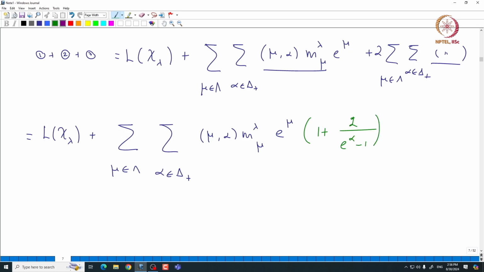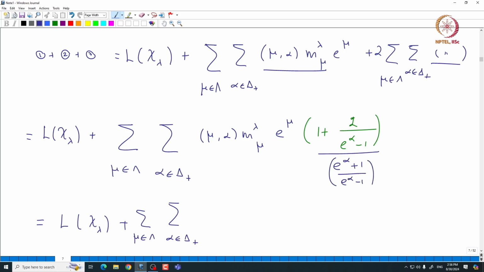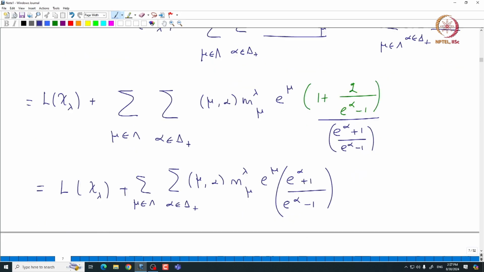So, this term if you simplify, you can see that this is exactly equal to L of chi lambda summation mu in lambda summation alpha in delta plus. So, this term becomes e power alpha plus 1 divided by e power alpha minus 1. Then this exactly gives you mu alpha m lambda mu e power mu times e power alpha plus 1 divided by e power alpha minus 1. So, this is the term that you are getting by adding those terms together.